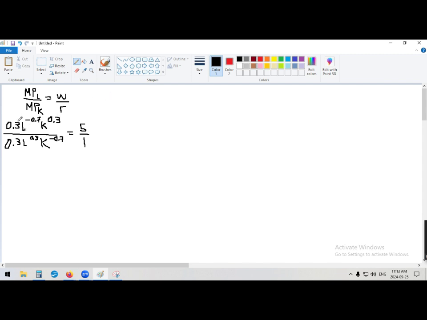So let's solve this out. The 0.3's cancel, and then we just have to do some exponent math. We subtract the exponents. Negative 0.7 minus 0.3 is minus 1, so we have an L on the bottom. For capital, we have 0.3 minus 0.7, so it goes positive, so it'll be positive 1, or just K. And over on this side, you just have 5. So what we get is K equals 5L. That'll be the first equation.